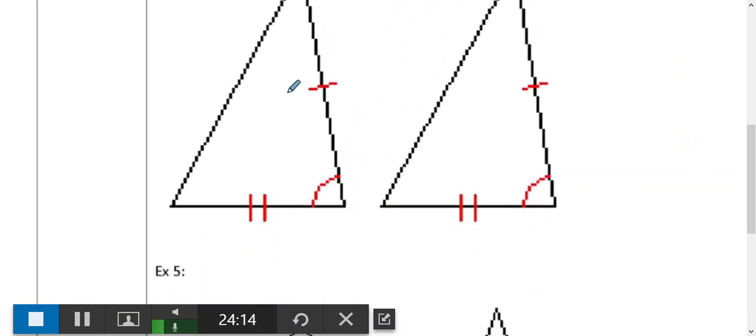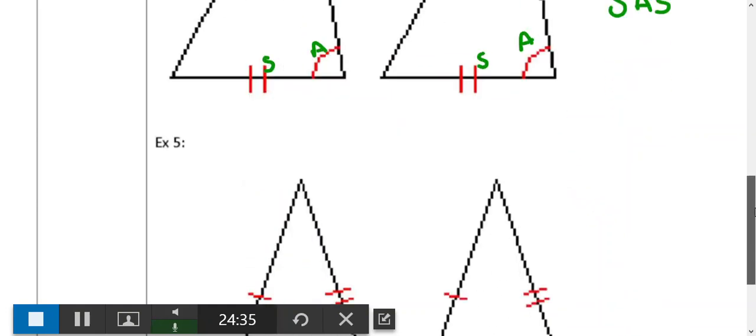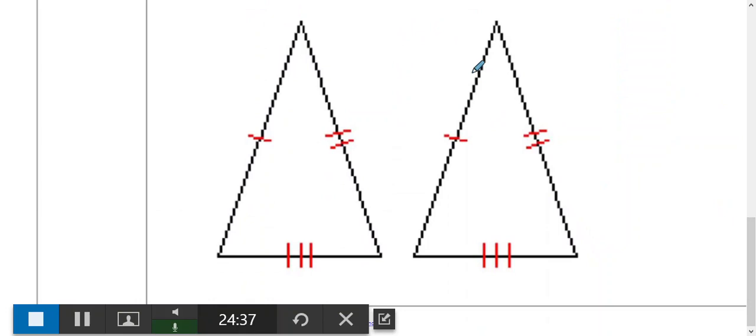Okay, let's look at the next one here. We have a side, an included angle, and a side. We have the same thing on the other triangle. So that is one of our theorems that work. Side, angle, side, and our angle is included. So they're congruent because of side, angle, side. Okay. Here you can see we have 3 sides that all match up. And that's congruent due to side, side, side. Our 3 sides would make side, side, side.